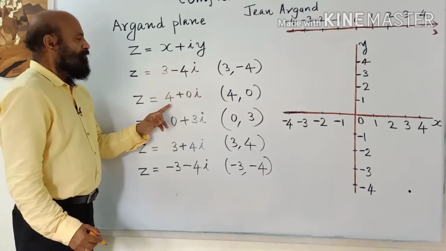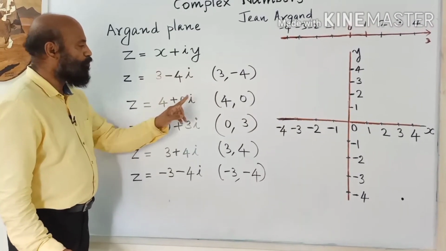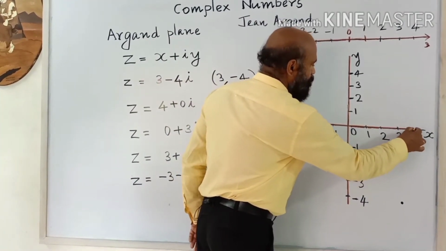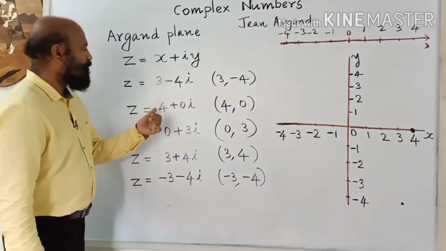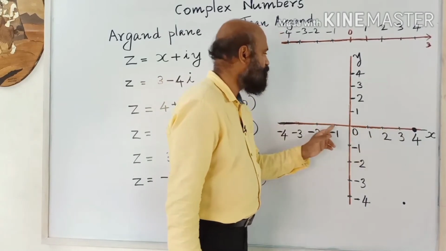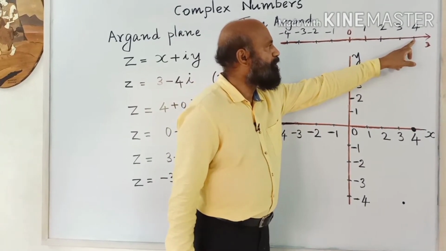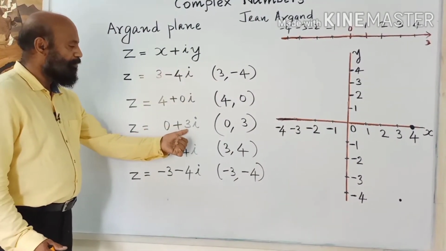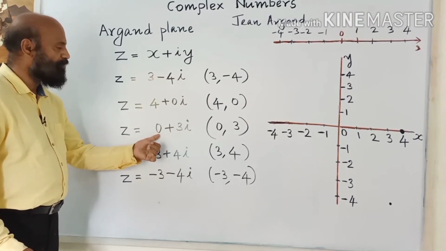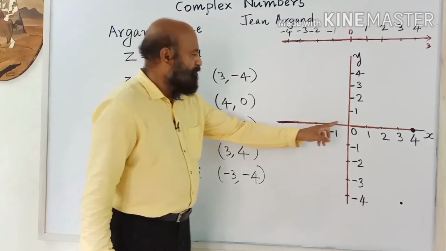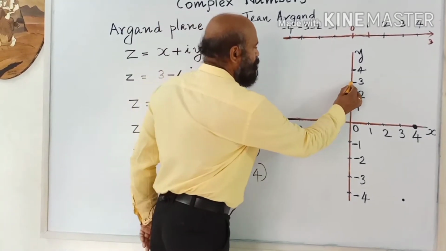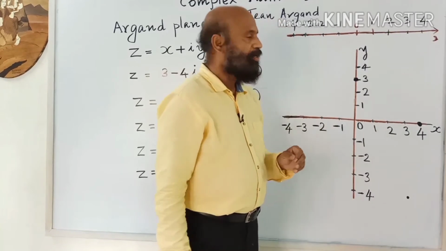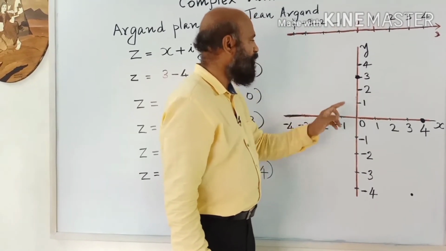Now let us see this. It's a real number 4, so 4 comma 0. So it is here. Since it is a real number, it is on the x-axis. Now you see this is a purely imaginary number because the real part is 0, so it is 0 comma 3, x 0, y 3, so it is here. It is on the y-axis. Real numbers will be on the x-axis, purely imaginary numbers will be on the y-axis.